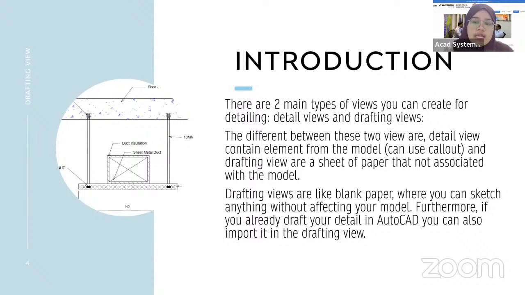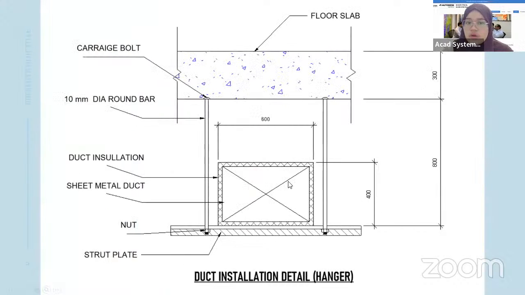Okay, so this kind of feature can help you reduce the time taken to create a detail view. You can also import it from AutoCAD. You don't have to open two software at one time and so on. So for today, I'm just going to create this basic detail view of duct installation detail for hanger. Basically, all of these are created in the drafting view.